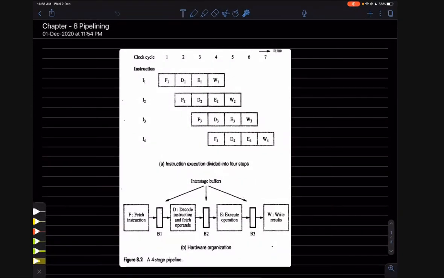I think I have told you about hazards in chapter 1 or 2 while we discussed pipelining. Can anybody confirm whether we have read about hazards or not? Pipelining hazard.